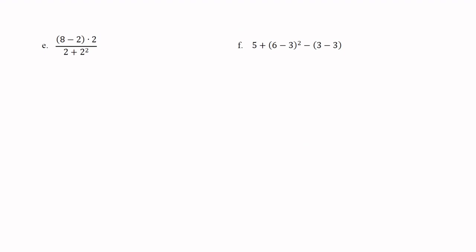In example E here, we're going to start with the top and the bottom. So starting off in the top, we've got 8 minus 2 in parentheses. That's going to give us 6. Then we do our power in the bottom. 2 squared is going to give us 4.